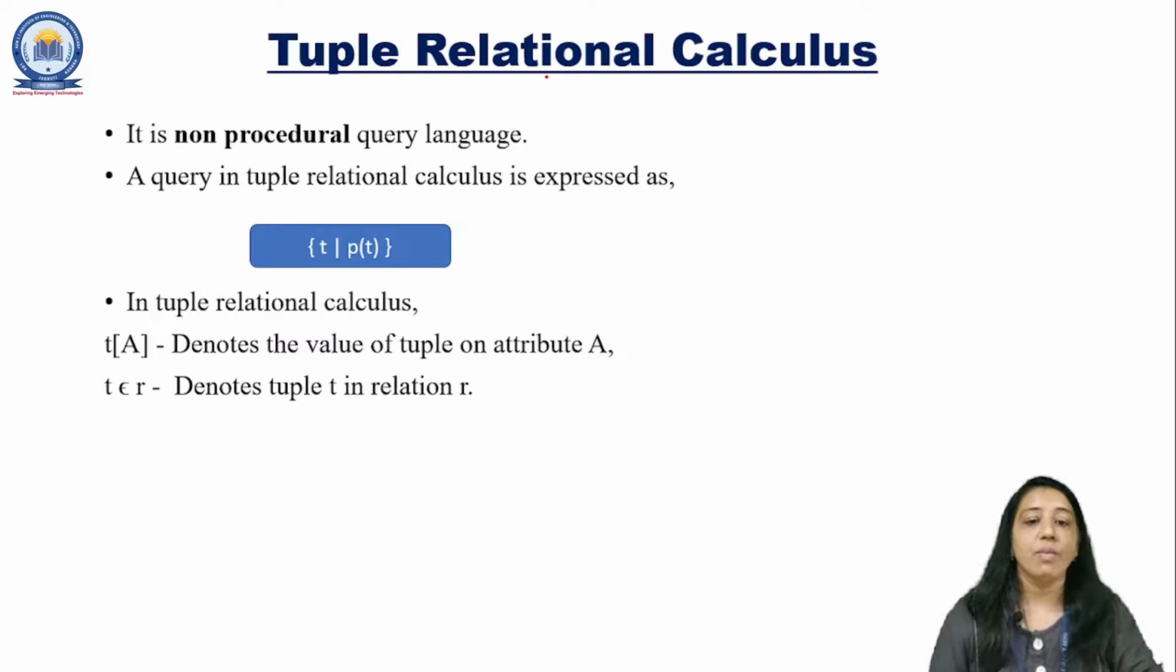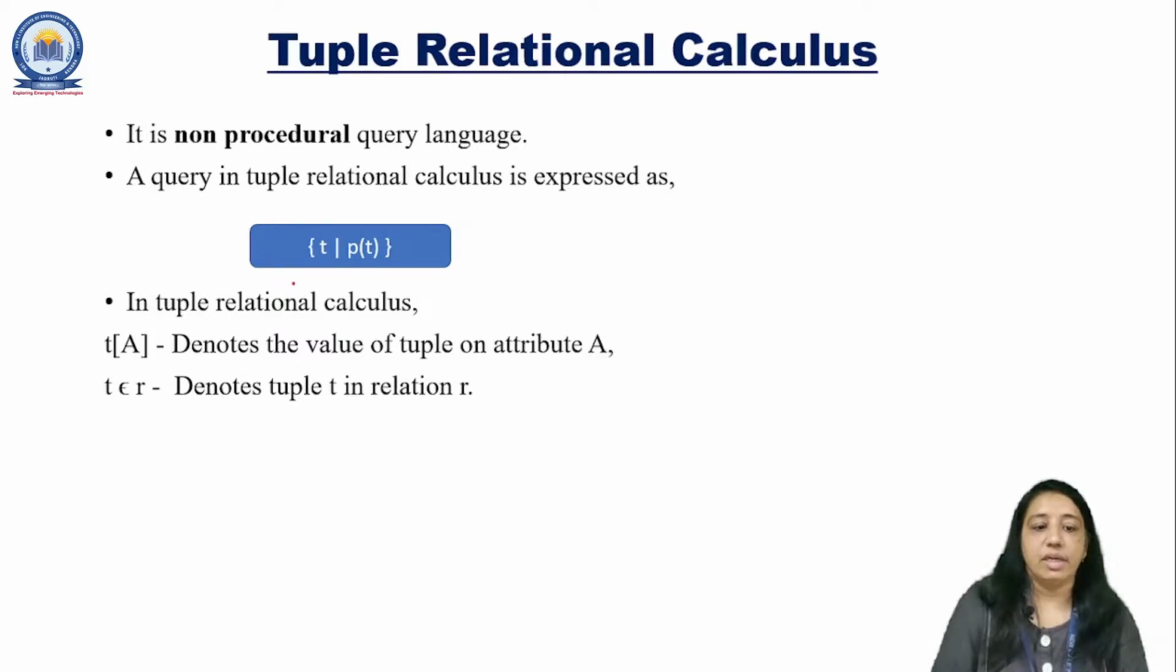So what is the form of this? {T | P(T)}. The meaning is that there is a tuple T for which the condition, whatever the predicate P(T) is, will be true. So this is the form of the tuple relational calculus. Now some other notations are also going to be used, that is T[A].